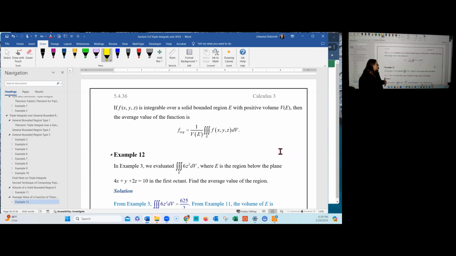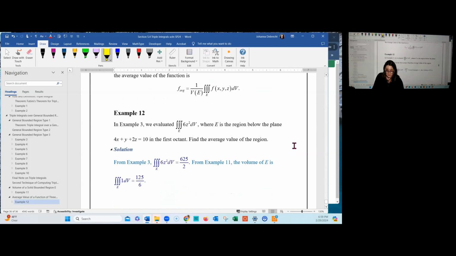Let's go back to example 3 again. We evaluated the triple integral over E, which is our paraboloid cut off by the plane x equals 1, and our function 6z squared. When we evaluated this in example 3, we got a value for the triple integral of 625 divided by 2. From the example we just did, we found the volume of that bottom of the paraboloid to be 125 divided by 6. That means that we can now find the average value of this function.